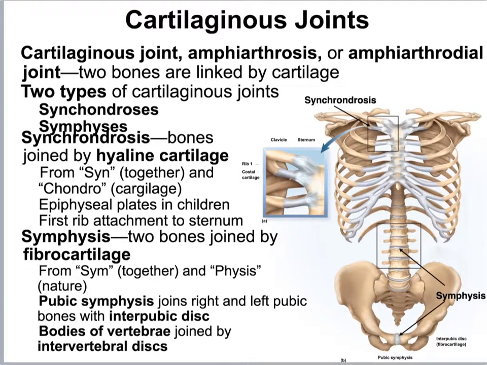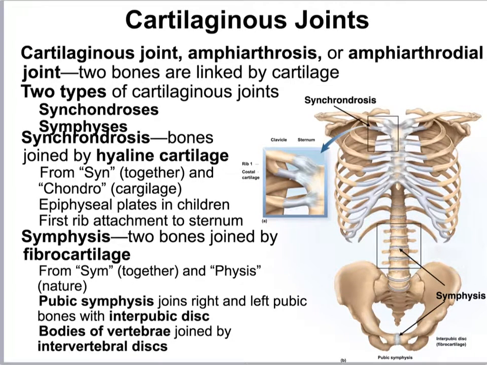Third category, cartilaginous joints. There's two categories of cartilaginous joints depending upon the type of cartilage that's holding them together. There's synchondroses and symphoses. Synchondroses have bones joined together with hyaline cartilage. These are typically temporary joints. It comes from syn, together, chondro, cartilage. As we know, hyaline cartilage is the predecessor of bone and can become bone.